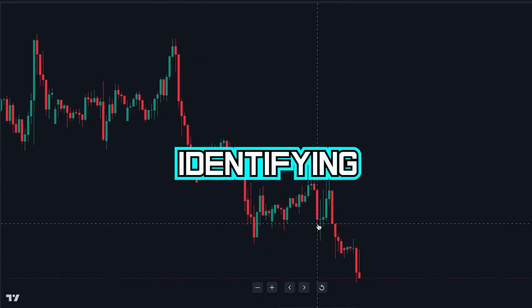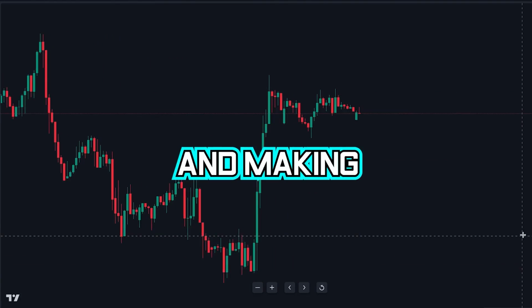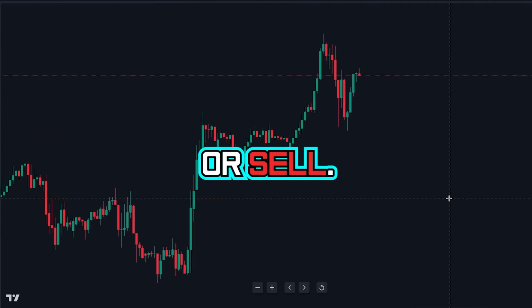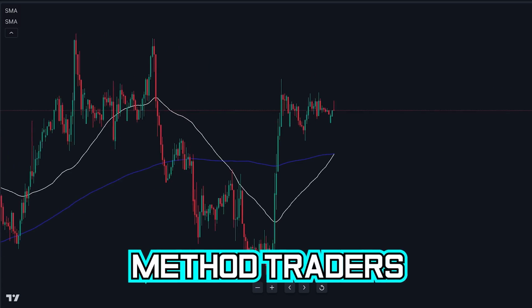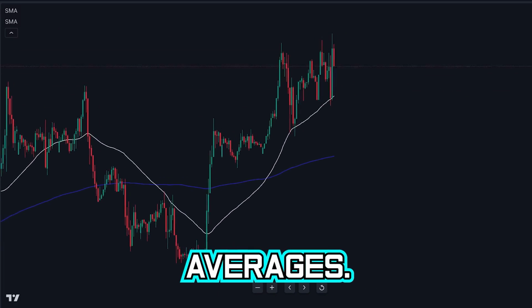Trading revolves around identifying trends. Recognizing these trends assists traders in making informed decisions on when to buy or sell. A popular method traders often resort to is using the 50 and 200 period moving averages.